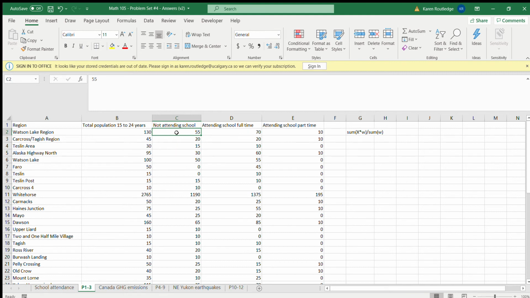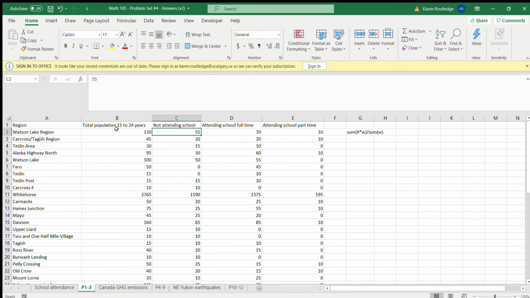Importantly, since not attending school is the value that we want the average of, this cannot be part of our weights. We can't take this and divide it by something else to get a weight, because then we will bias our results. The thing that we want weighted has to stand alone by itself. So this is x, and the weights have to be something that has nothing to do with not attending school. It can't be any algebraic manipulation of that.